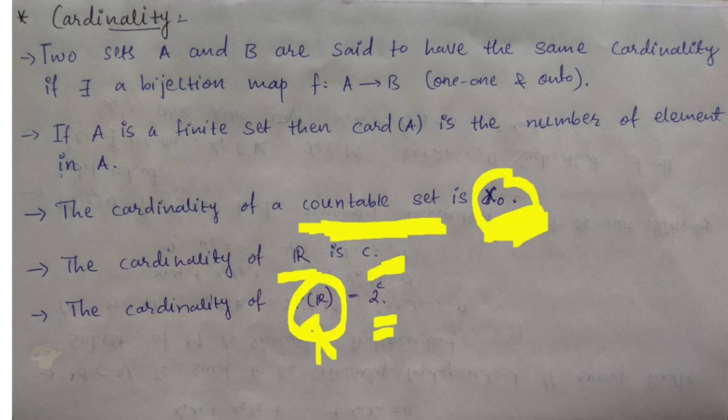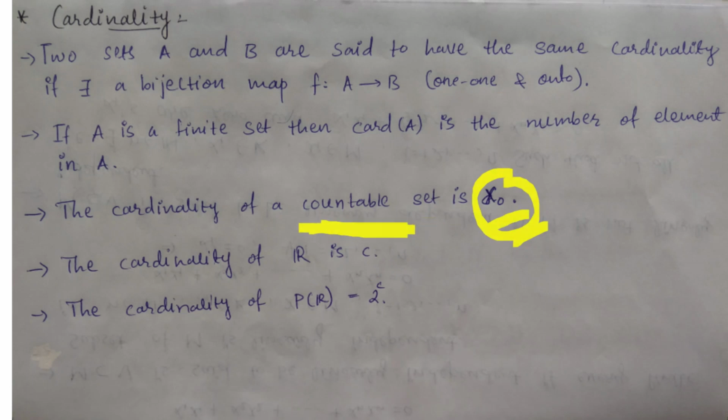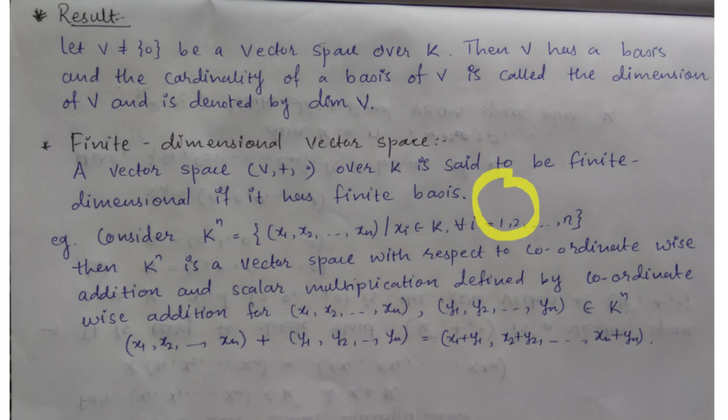Here all polynomial with R. Next, some result over vector space. So that is V, which is a vector space over the field K and different from zero vector. Then V has a basis, and the cardinality of a basis of V is called the dimension of that vector space V, and it is denoted by dimension of V.